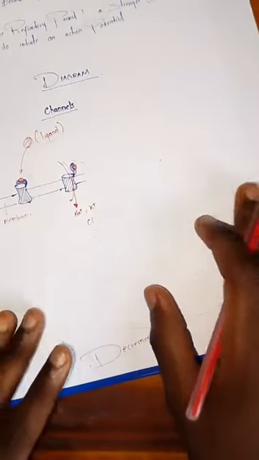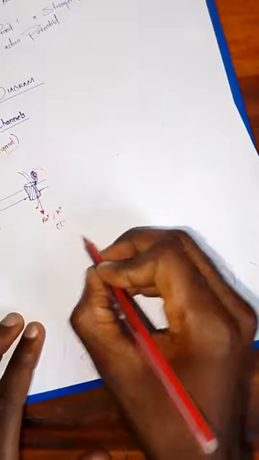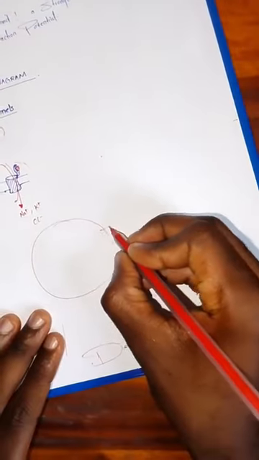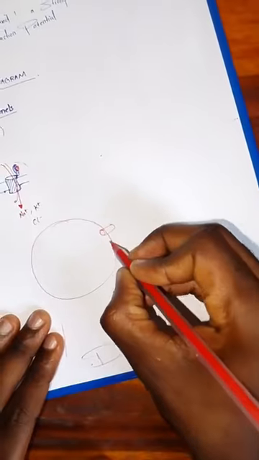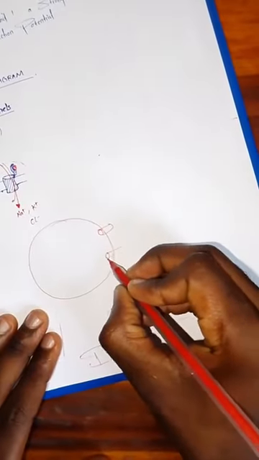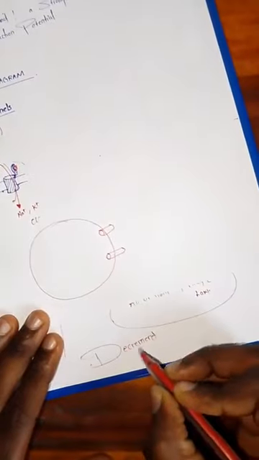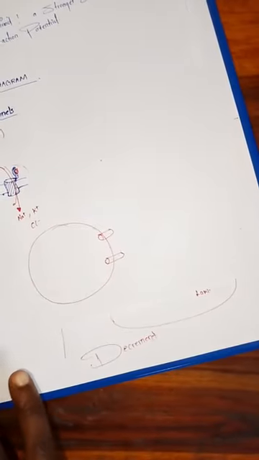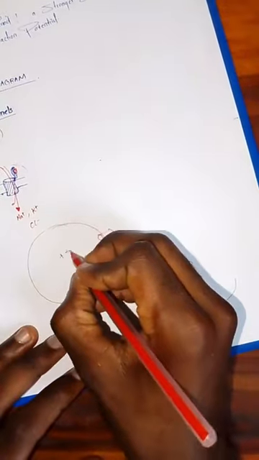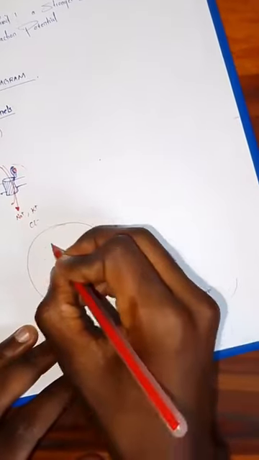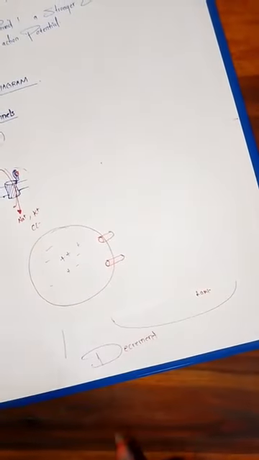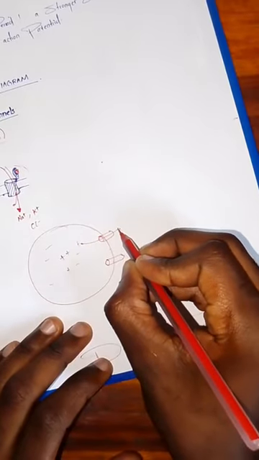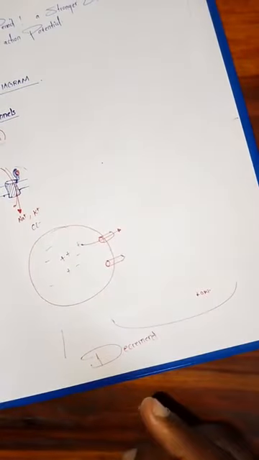Then you also have what we call leaky channels. Let's assume this is a cell membrane. A cell membrane has channels known as leaky channels. These leaky channels are always open. They allow the movement of ions, which can be negatively or positively charged, down their concentration gradient.